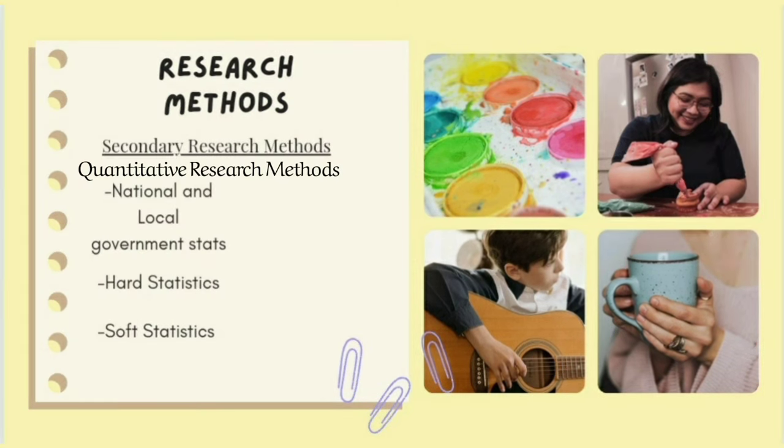Okay, lastly, we see that we have secondary data types. Secondary data types can be in the form of national and local government statistics. They can be hard statistics. Hard statistics are free from error or incompleteness. They are like birth rates, marriage rates or death rates of a society. And soft statistics depend on people making choices on what they regard as crime and unemployment.